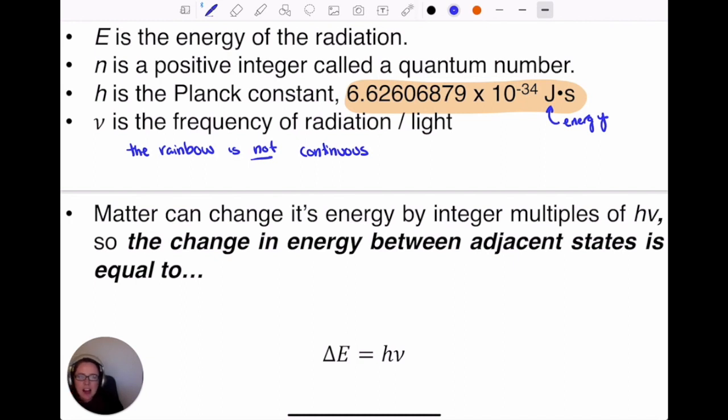But the difference in energy between each of those pixels is 6.26 times 10 to the minus 34 joules. So it's a really, really small difference. It's so close to being continuous, but it's not. So we do have discrete and distinct colors in our rainbow. And that's true not just for visible light, but for the entire electromagnetic spectrum.